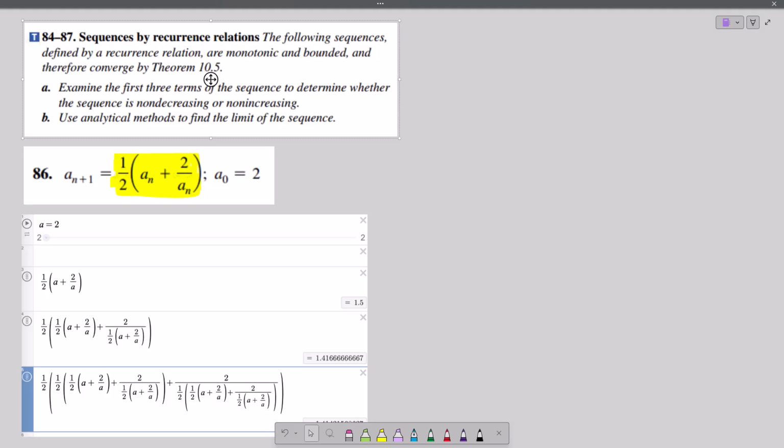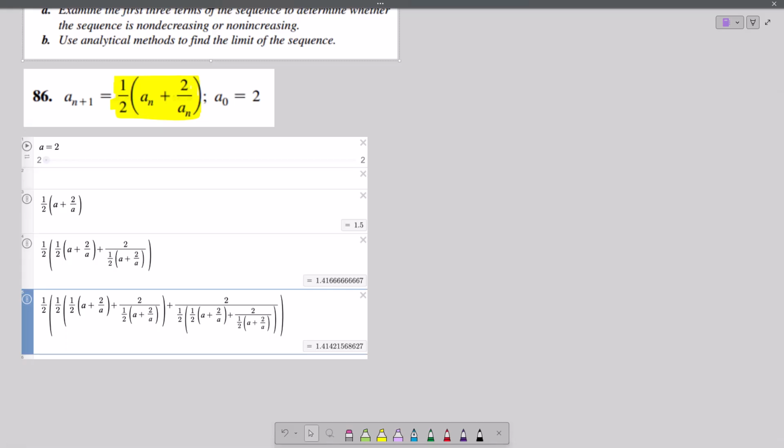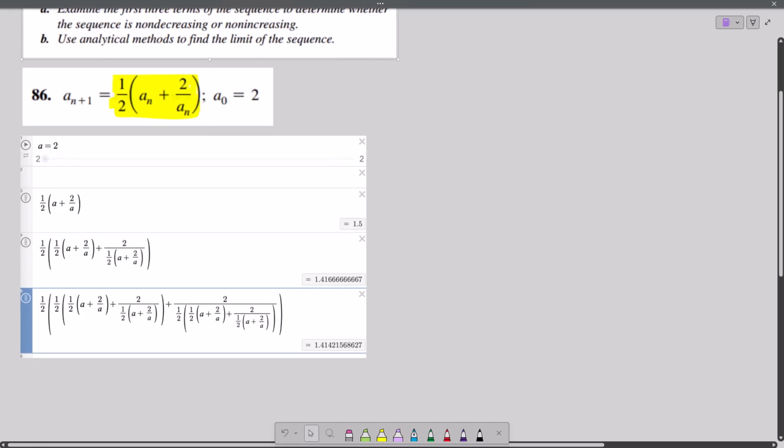Let's take a look at the values here. When you plug in the 2, so a is 2, and we do this little addition, it goes down to 1.5. Now we take the 1.5 and plug it in here, and it goes down to 1.416 repeating. This is bounded above by that first value, 2. These are progressively going down.